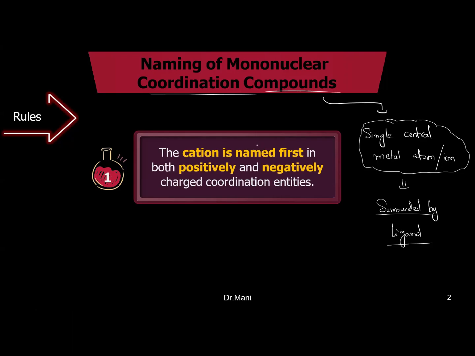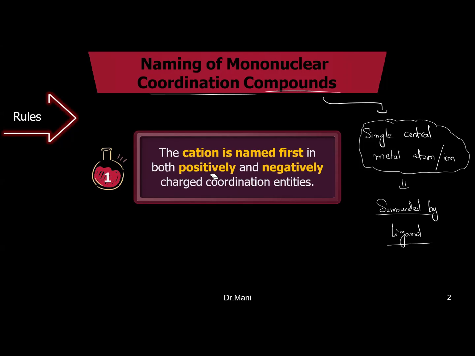Sometimes coordination compounds can contain more than one central metal atom, or they contain a single central metal atom. If it is a single central metal atom, it is called a mononuclear coordination compound. So let's see how you will give the IUPAC naming for these mononuclear coordination compounds.